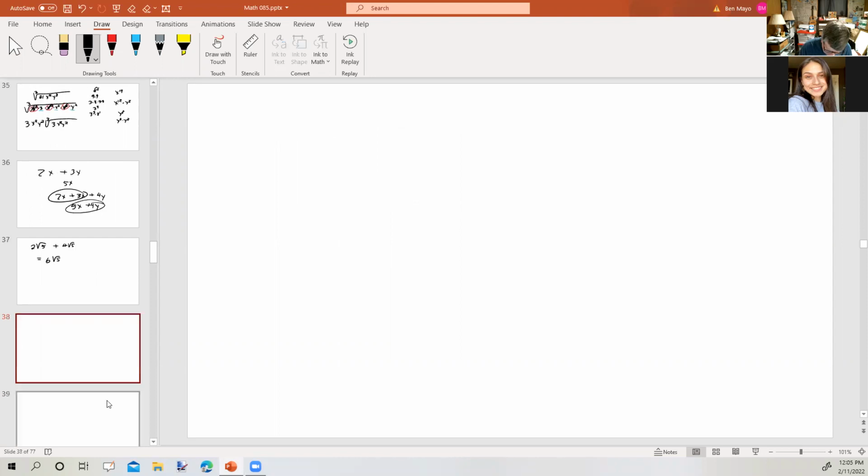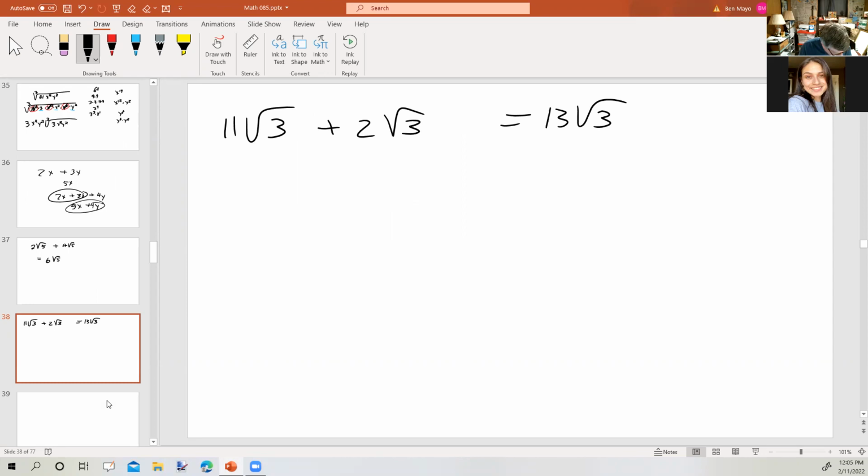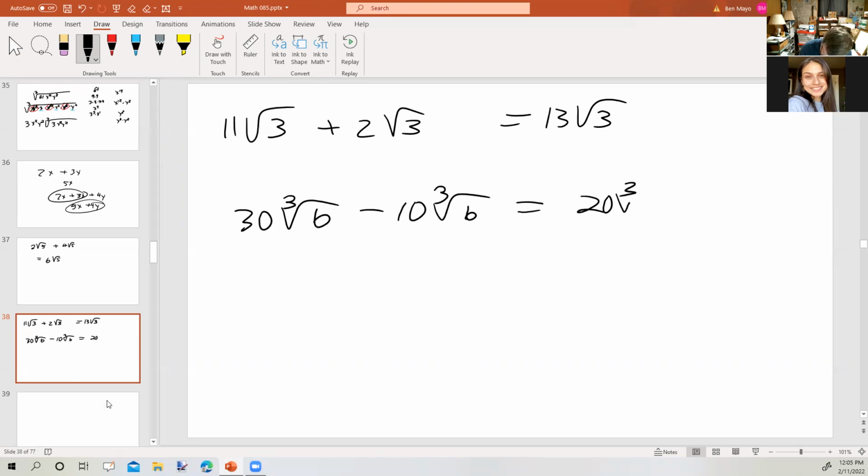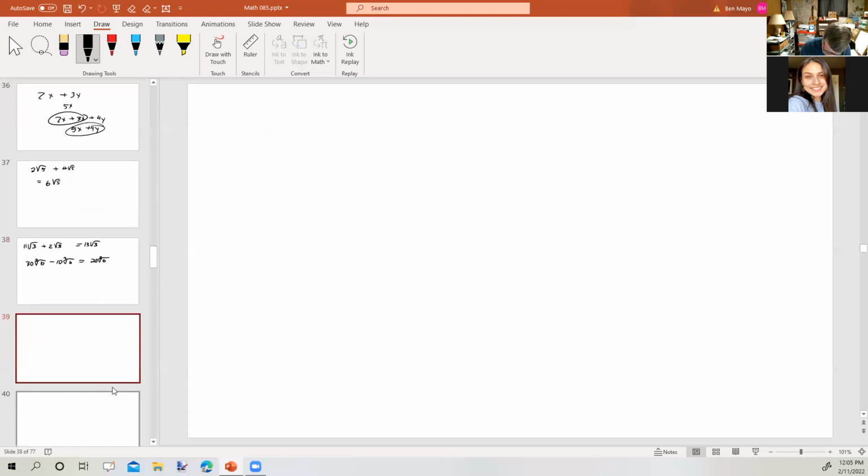Okay, so first of all, hopefully some obvious ones. 11 square roots of 3 plus 2 square roots of 3 would be 13 square roots of 3, right? And 30 cube roots of 6 minus 10 cube roots of 6 would be 20 cube roots of 6. But what about this problem? 9 plus the square root of 45 plus the square root of 20 plus 16.